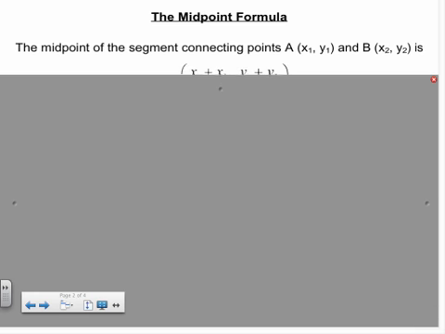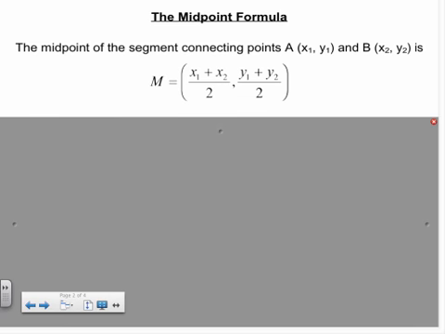To find a midpoint, we use the midpoint formula. It says that the midpoint of the segment connecting points A (x1, y1) and B (x2, y2) is (x1 plus x2 divided by 2, y1 plus y2 divided by 2). So when you're given two points and you're asked to find the midpoint of the segment that connects them, you can use this formula. You just take the two x values and add them together, and then divide by 2. Take the two y values, add them together, and divide that by 2. We'll come back to using the midpoint formula in a little bit.